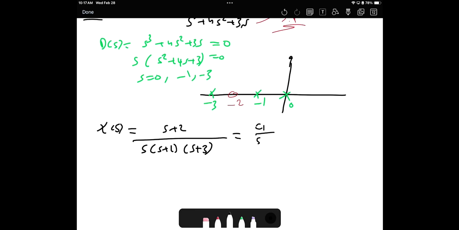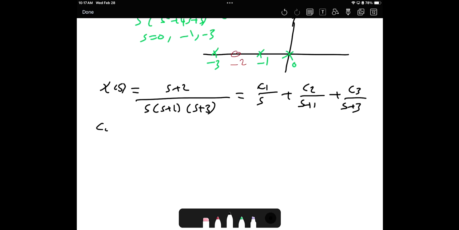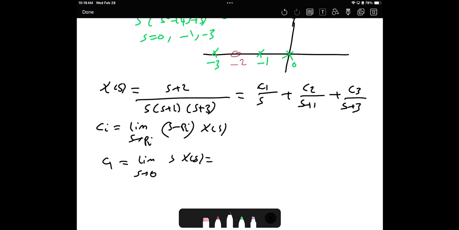Now I can apply partial fraction expansion in an easy way. It will be C1 over s plus C2 over s plus 1 plus C3 over s plus 3. That's the partial fraction expansion. The next thing is how to find the constants. Ci is the limit as s goes to pi of s minus pi times X of s. Now we need to calculate C1, so it is the limit as s goes to 0, the pole associated with C1, of s times X of s, which is s plus 2 over s plus 1, s plus 3.